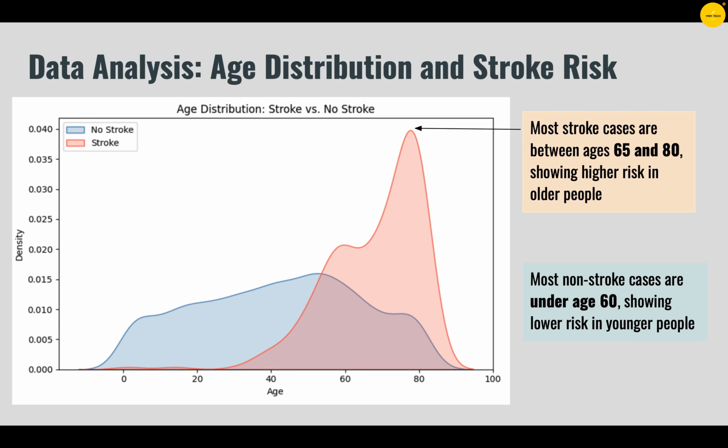So let's start with age. We can clearly see that stroke cases rise sharply between age 65 to 80. In contrast, people without stroke are mostly under 60. This tells us that as people get older, especially after 60, the risk of stroke increases quite significantly.